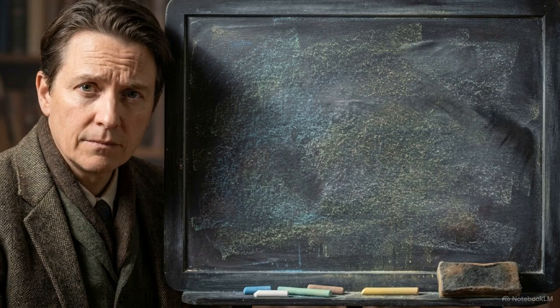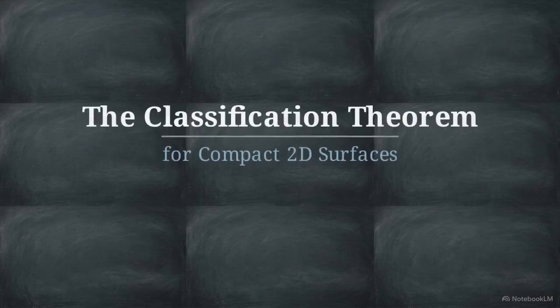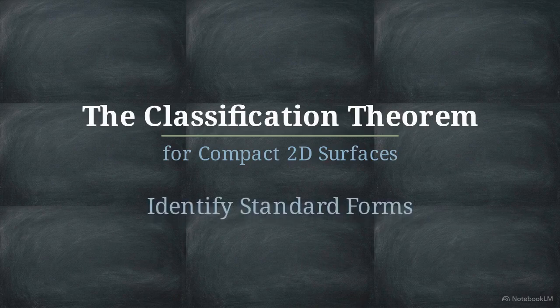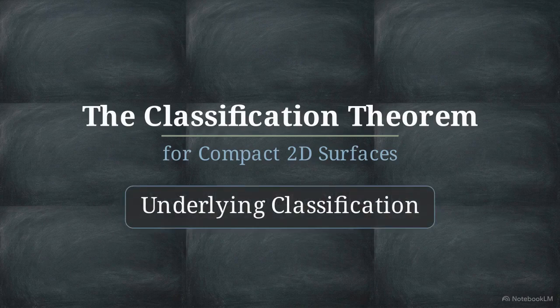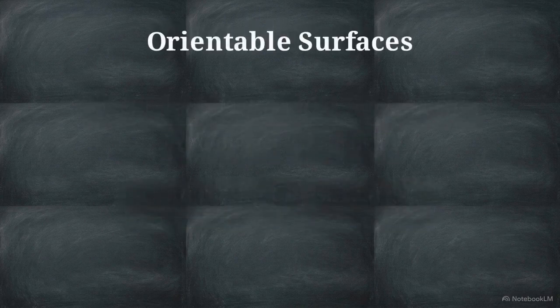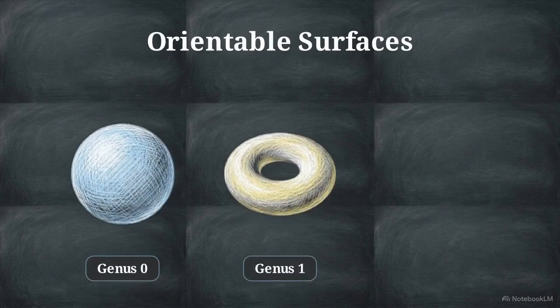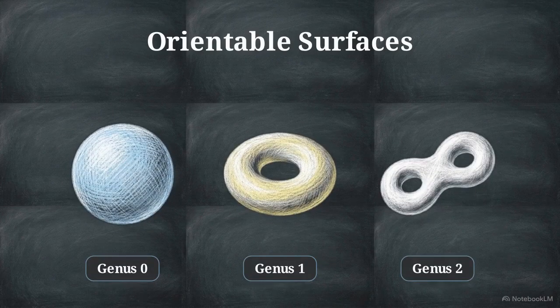Can every compact surface, no matter how twisted or warped, be classified using just a few simple rules? Our objective today is to identify the standard forms that define every two-dimensional compact surface. We are looking for their underlying classification. Let's set a baseline with three familiar, orientable surfaces: the standard sphere, the torus, and the double torus.